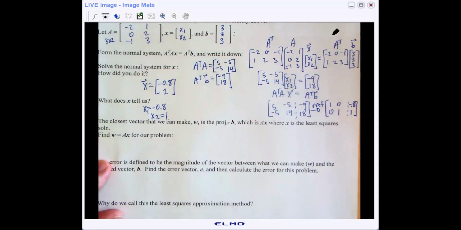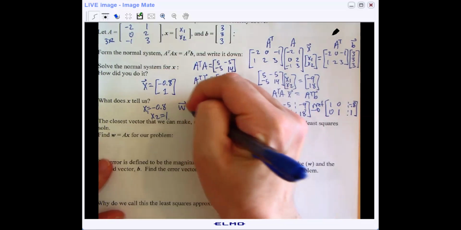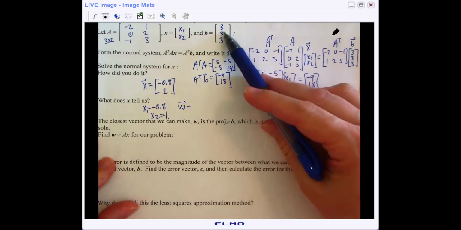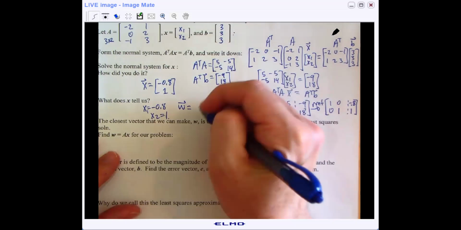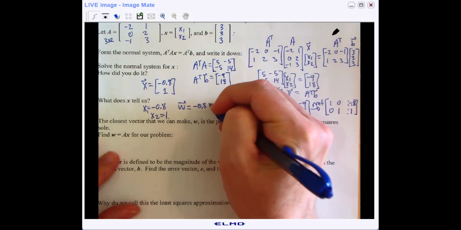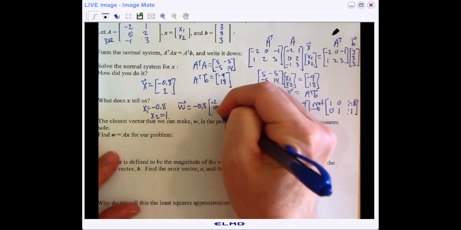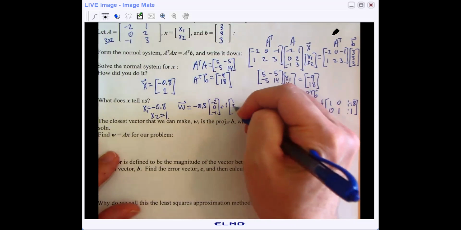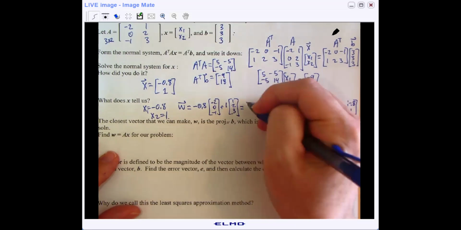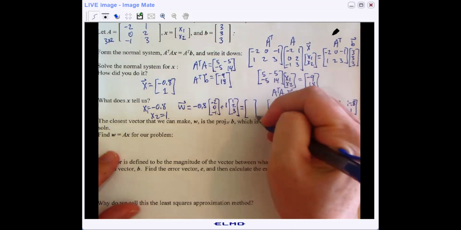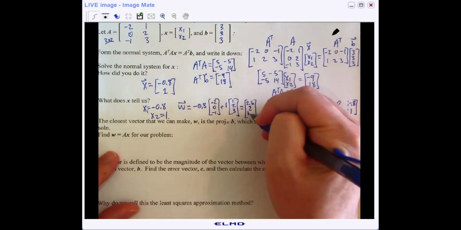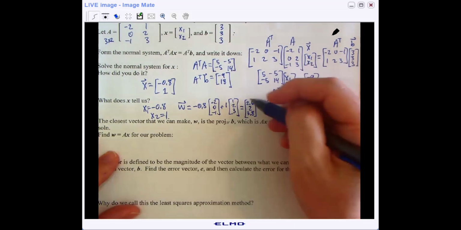And what does that tell me? It tells me that to make w, the vector that's the closest to the vector that we wanted to make, and the vector we wanted to make was 3, 3, 3, the closest we can get to that is to use -0.8 of vector 1, which was -2, 0, -1, plus 1 times vector 2, which was 1, 2, 3. And when I do that, that gives me the vector 2.6, 2, and 3.8. Okay, so that's the vector that's the closest.